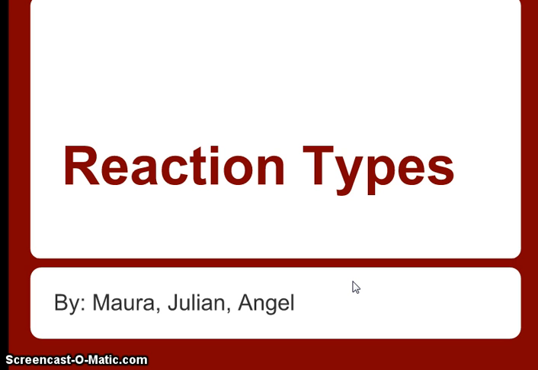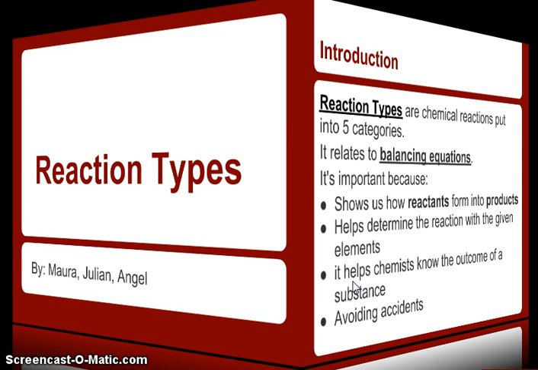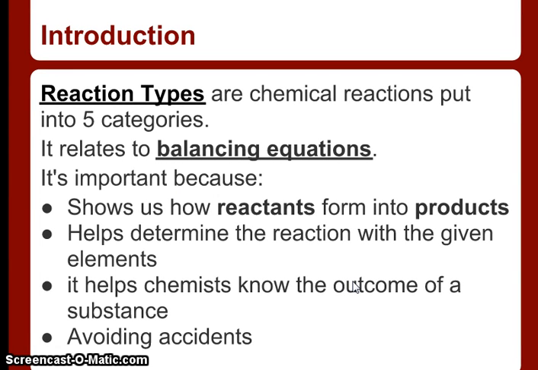My name is Julian, and our video is based off the reaction types. So, to start things off, reaction types are chemical reactions that can be put into 5 categories. This relates when trying to balance equations, and it's important because it shows how reactants form products, helps determine the reactions with given elements, helps chemists with the outcome of different substances, and also avoids accidents.